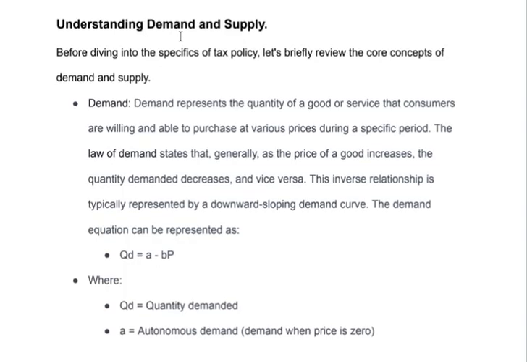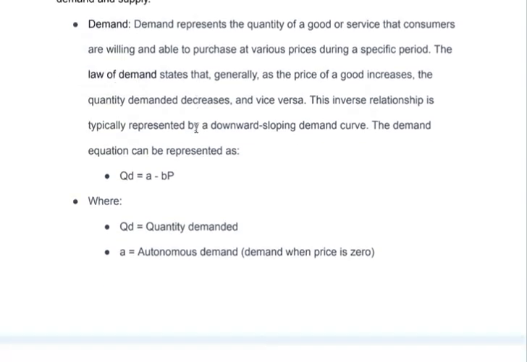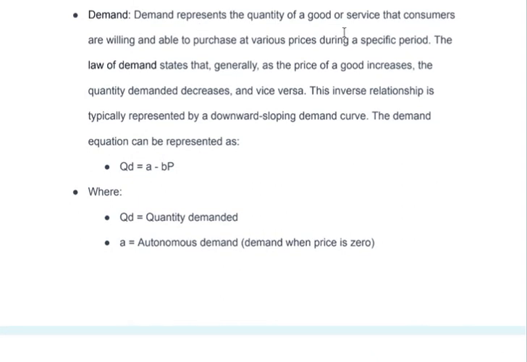Understanding demand and supply. Before diving into the specifics of tax policy, let's briefly review the core concepts of demand and supply. Demand. Demand represents the quantity of a good or service that consumers are willing and able to purchase at various prices during a specific period. The law of demand states that, generally, as the price of a good increases, the quantity demanded decreases, and vice versa. This inverse relationship is typically represented by a downward-sloping demand curve.